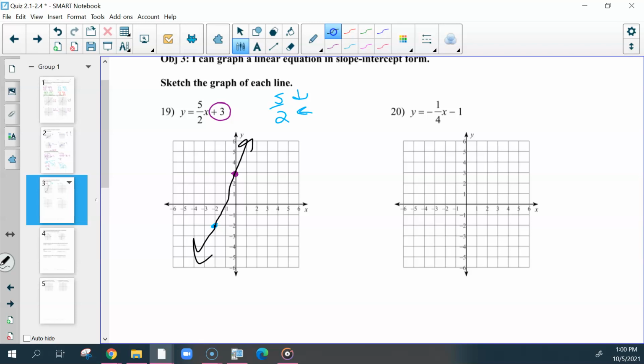And then repeat for each of these. Start at your y-intercept. Use your slope. This is now a negative slope, so only one of the directions needs to be negative. So you can go down, but then to the right, or you can go up and to the left. So up and left 4, down and right 4. I can't go further, so that would be my line.